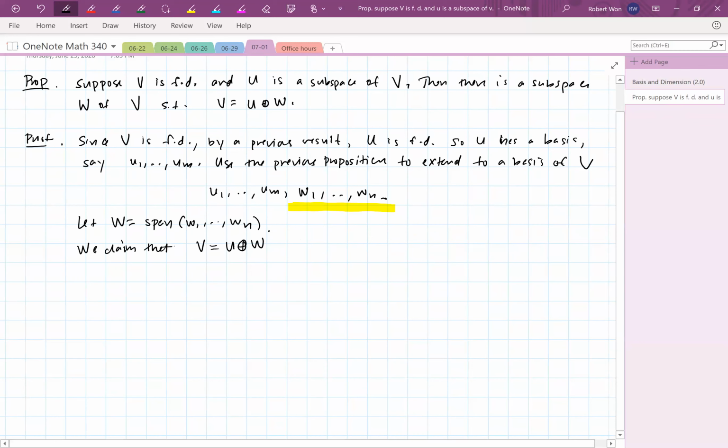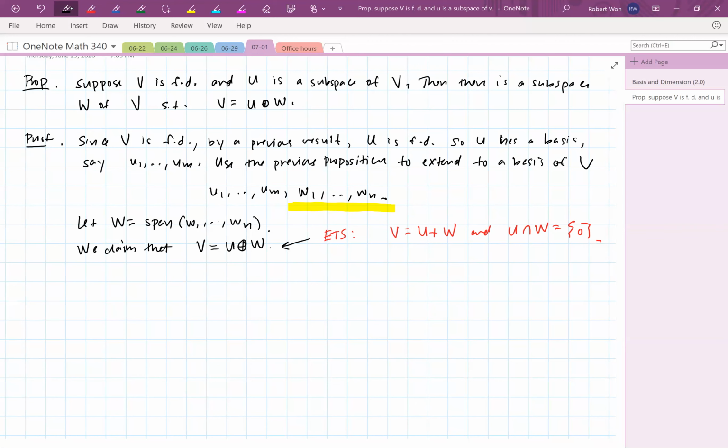Okay. Well, how do you show this? We have a result that says it's enough to show that V is the sum of U and W, and U intersect W is 0. This was our direct sum recognition theorem from maybe even the first day. So first, let's show that V is equal to U plus W.